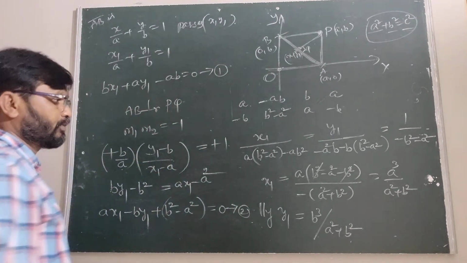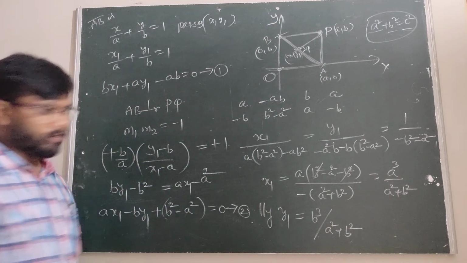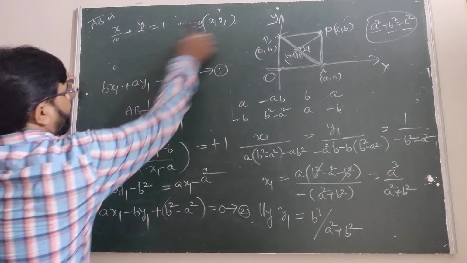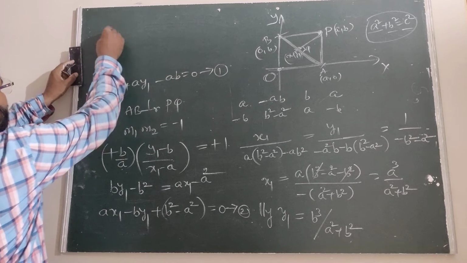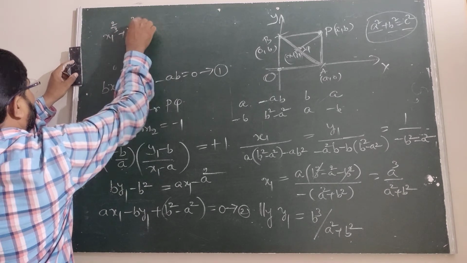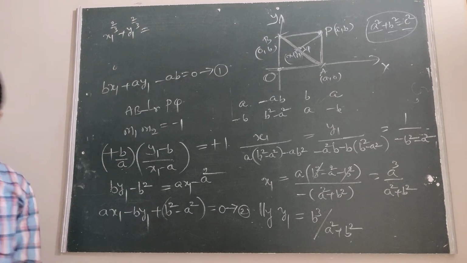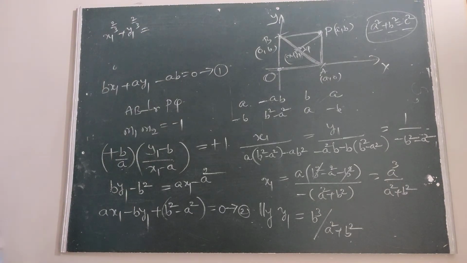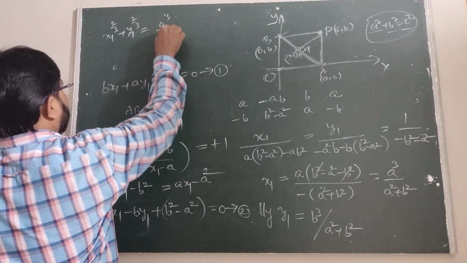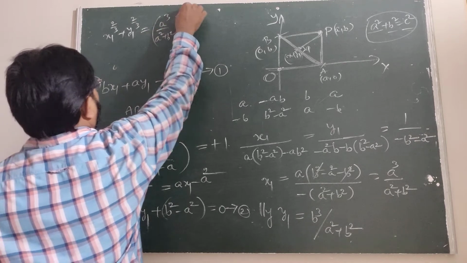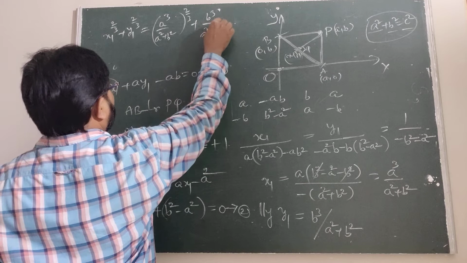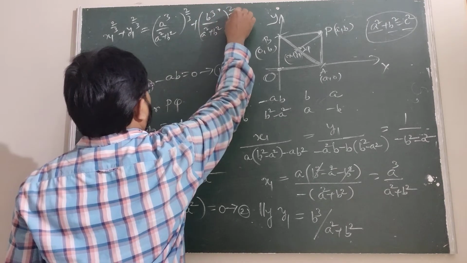From the options, we can write x1 power 2 by 3 plus y1 power 2 by 3. So now we are taking x1 power 2 by 3. All of you listen here. The x1 power 2 by 3, y1 power 2 by 3. What is x1 here? A cube by a square plus b square whole power 2 by 3. Similarly, b cube by a square plus b square whole power 2 by 3.